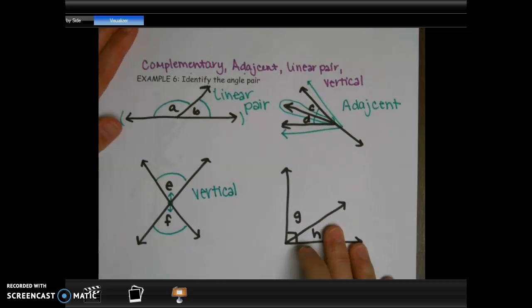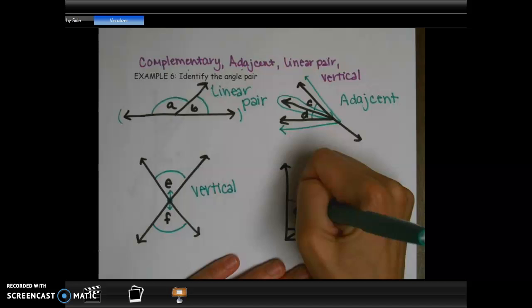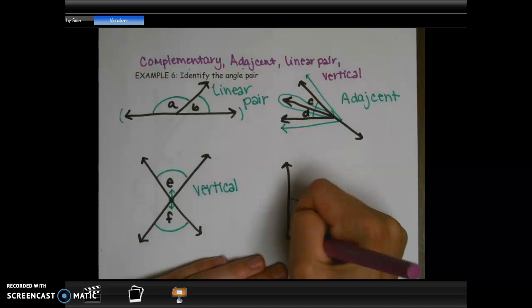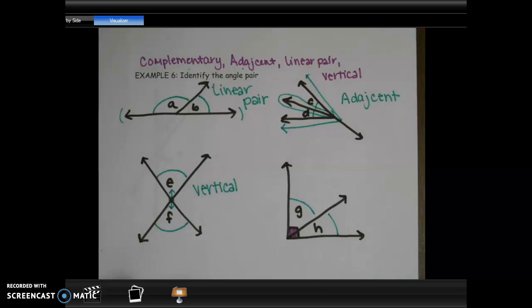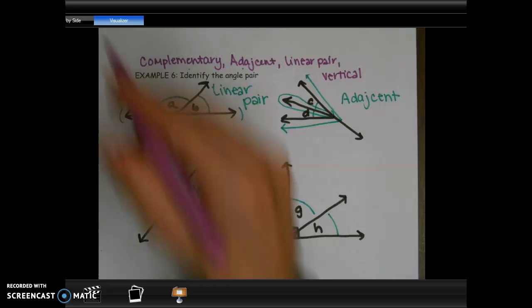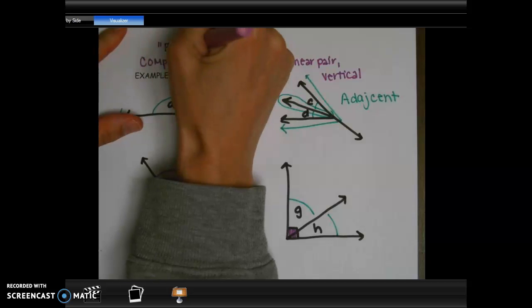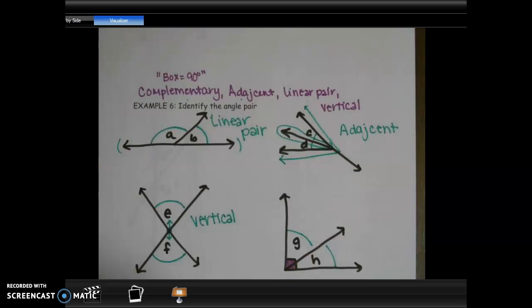All right, and last but certainly not least, here's our angles. And the first thing I notice is that we've got a box involved. And as soon as you see that box, you need to remember box equals 90 degrees. So that means it is complementary.